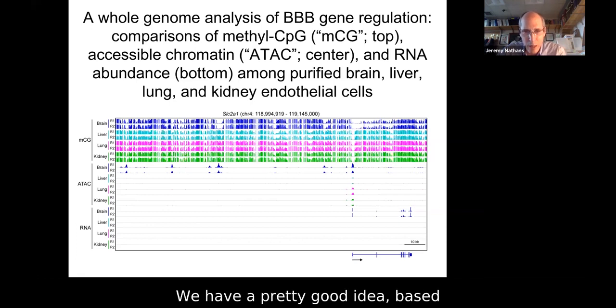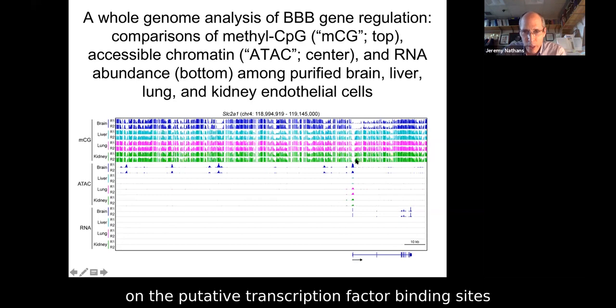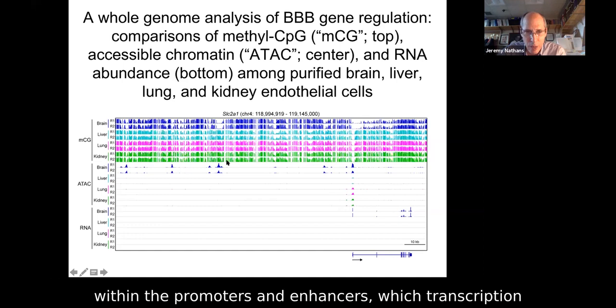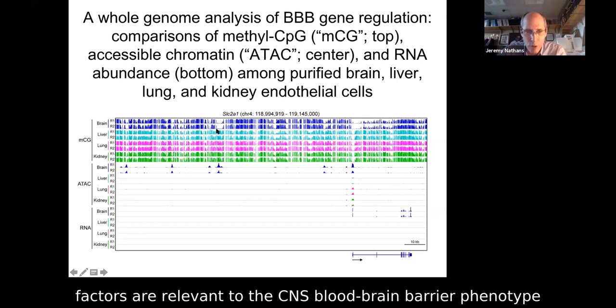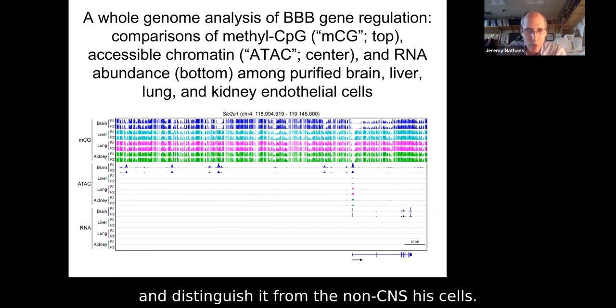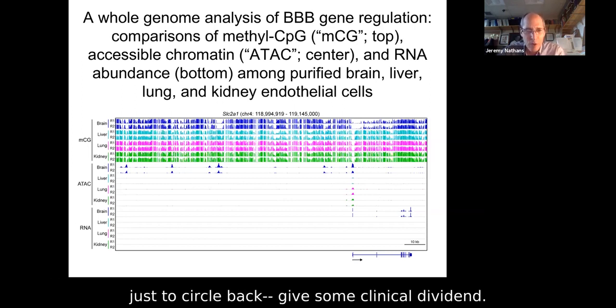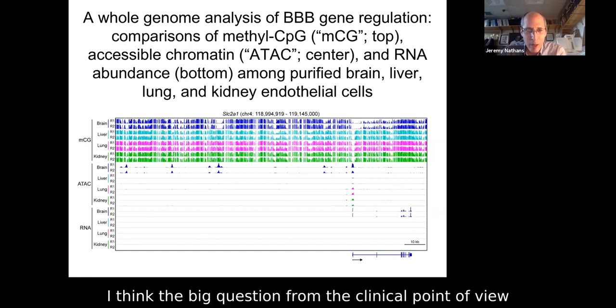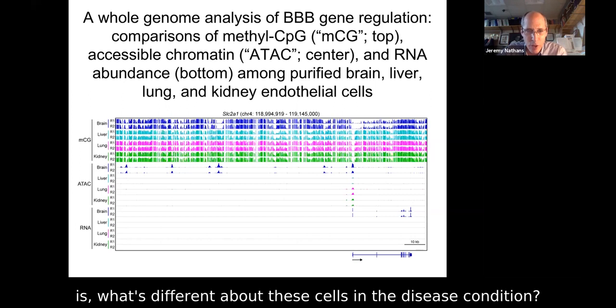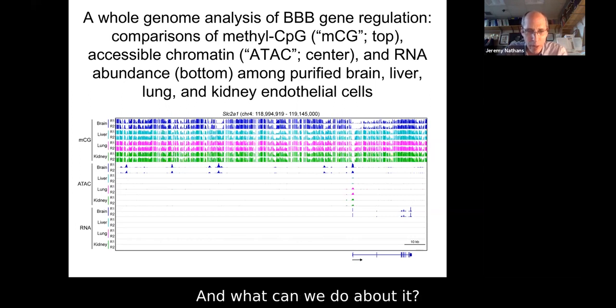We have a pretty good idea, based on the putative transcription factor binding sites within the promoters and enhancers, which transcription factors are relevant to the CNS blood-brain barrier phenotype and distinguish it from the non-CNS cells. And so we hope at some point this will, just to circle back, give some clinical dividend. I think the big question from the clinical point of view is what's different about these cells in the disease condition and what can we do about it?